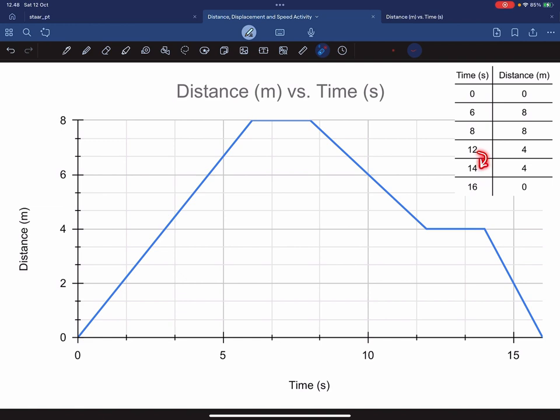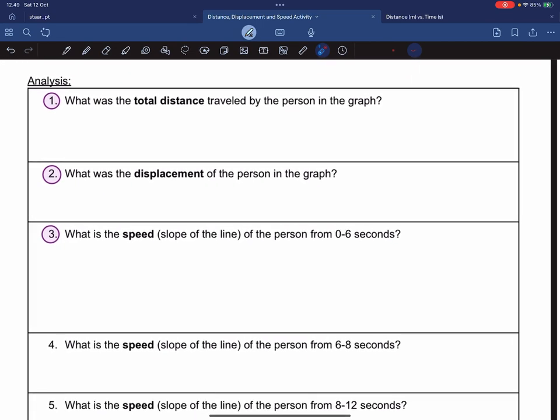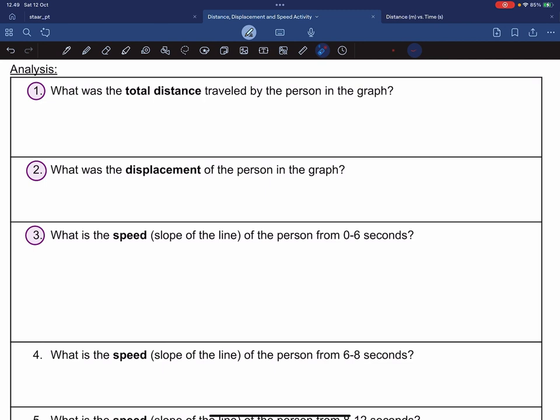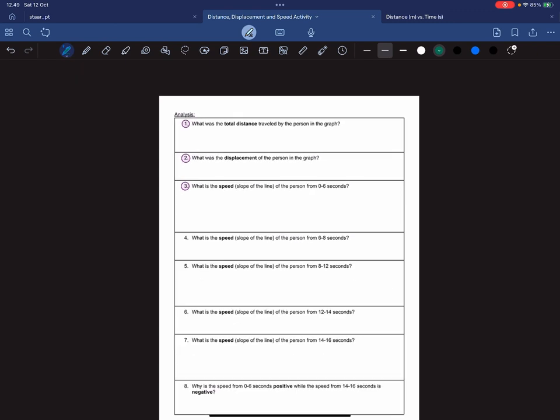Then for the next 2 seconds, you're going to stay at 4 meters. So that's that point right there. And then for another 2 seconds, you'll walk from 4 meters back to 0. That's that point right there. Okay, so the 3 questions that we're going to do as examples are those that are circled in purple. The first one is, what is the total distance traveled by the person in the graph? All right, the total distance.